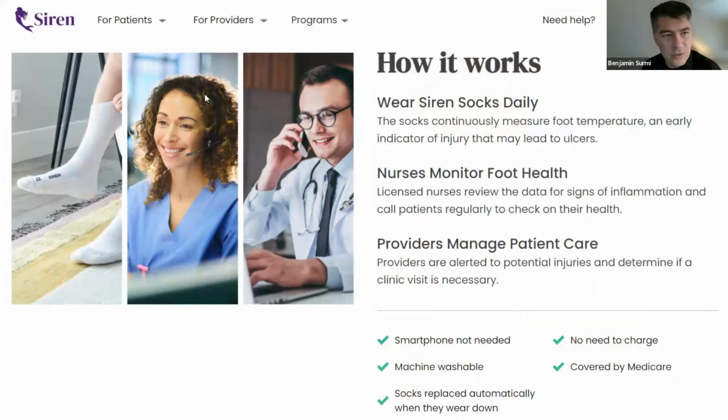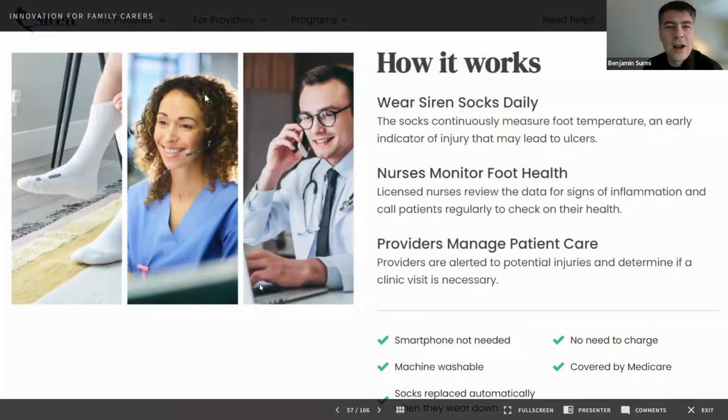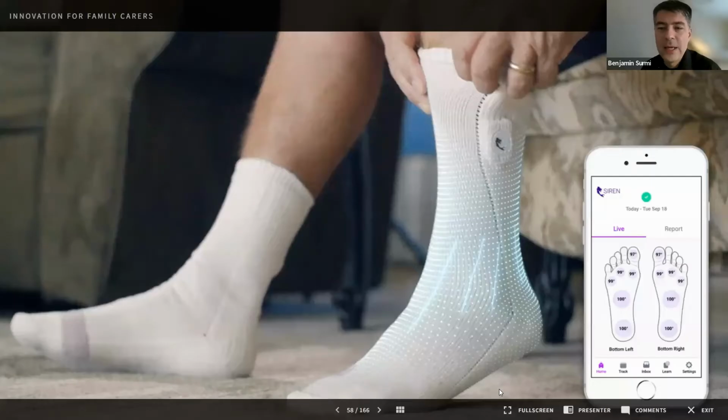Siren socks are also kind of like this. These are socks for diabetics to see whether they're at risk of an ulcer. It's trying to track down the wounds and ulcers before they ever happen, and it alerts nurses right away if it looks like the skin is changing in its temperature. And so it's monitoring the temperature of the skin. So it's able to detect the forming of ulcers before they actually happen.